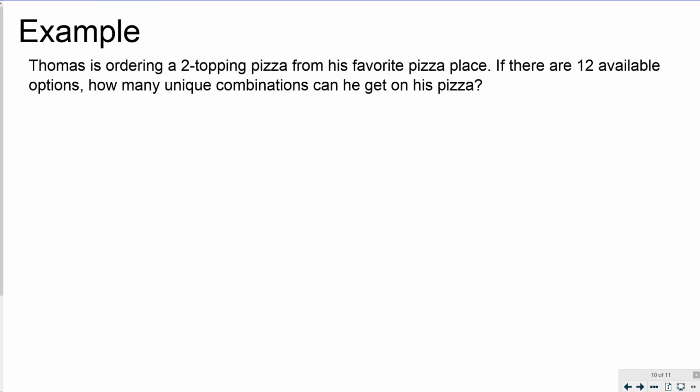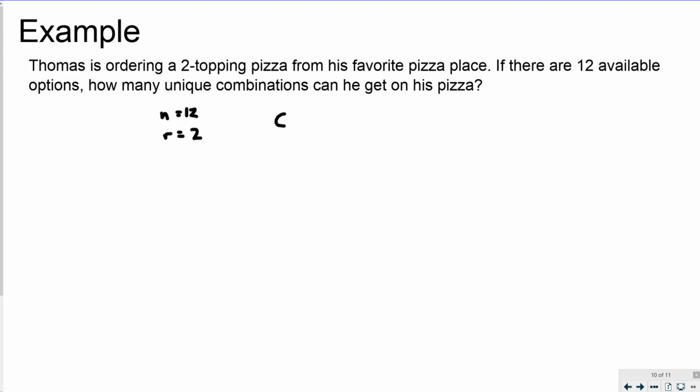So then finally, a nice real world example for you guys. Thomas is ordering a 2-topping pizza from his favorite pizza place. If there are 12 available options, how many unique combinations can he get on his pizza? So obviously, if you ordered pepperoni and sausage, it would be the exact same thing as getting sausage and pepperoni together. So we don't have a permutation here. Instead, we have a combination. We know that there are 12 unique options, and Thomas is going to pick 2 of them.